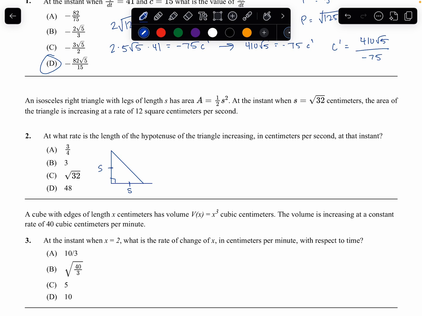At the instant that s is equal to the square root of 32 centimeters, the area of the triangle is increasing. So the area of the triangle is increasing. We'll say A prime is equal to 12 square centimeters per second. At what rate is the hypotenuse of the triangle increasing? So the hypotenuse, this is h. So the hypotenuse is increasing. We're trying to find h prime.